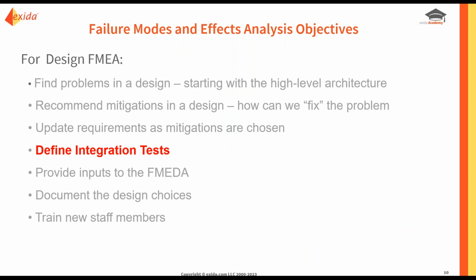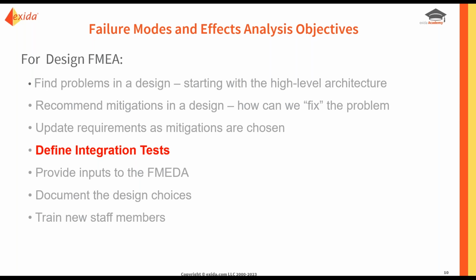So what are the objectives for an FMEA? So find problems in the design, starting with high-level architecture, and as I say, work your way down through your system design, through each of the different subsystem blocks, until you get to the point where the block you're looking at has the same functional failure modes, and that's where you would stop. That's one particular block in your design, and then you move on to the next one.